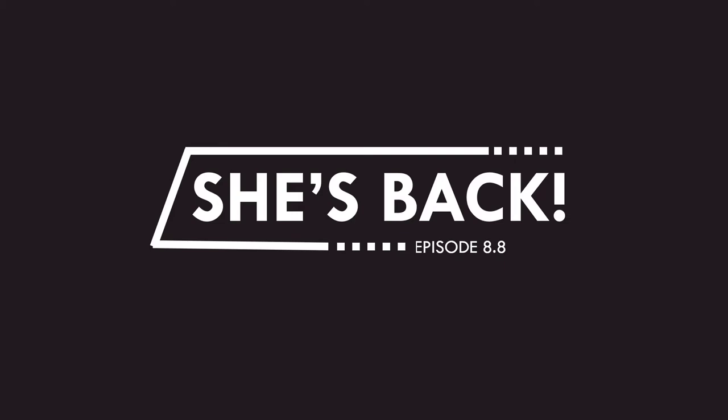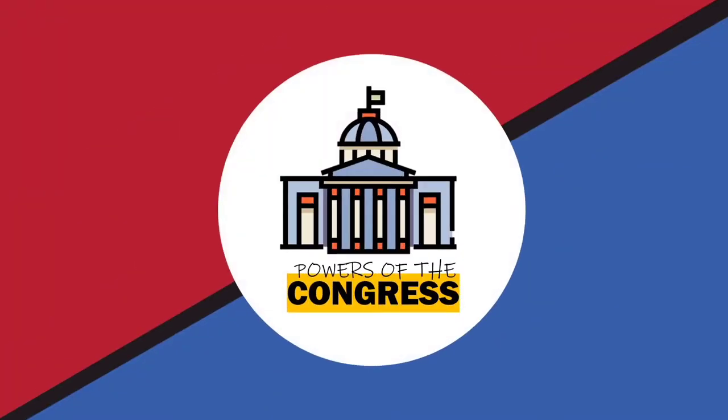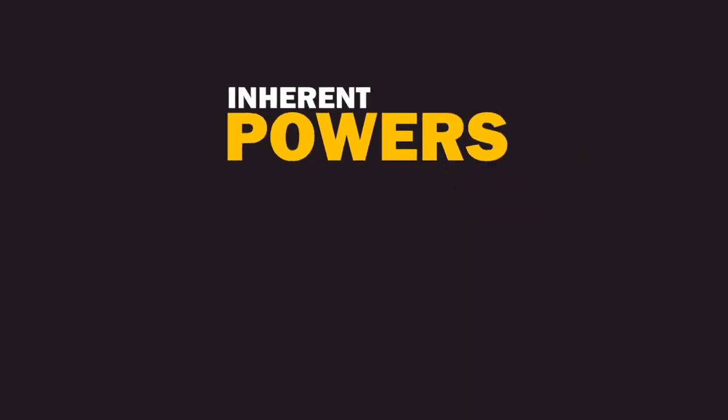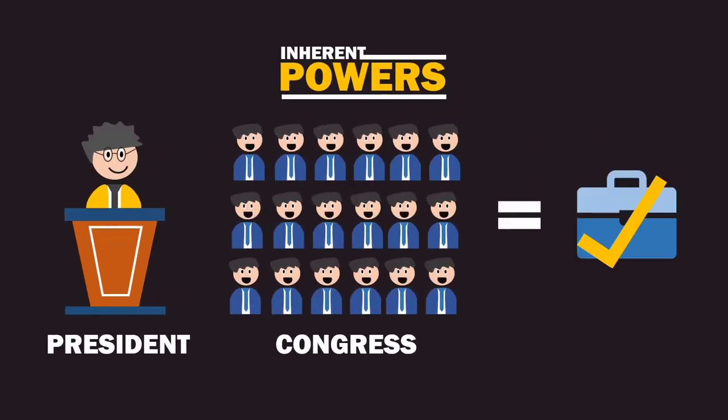This is part 3 of Article 6, the Legislative Branch. In this video, we will talk about the powers of the Congress. First is what we call the inherent powers. These are the powers that the President and the Congress need in order to get the job done right. Under this category, we have the following.